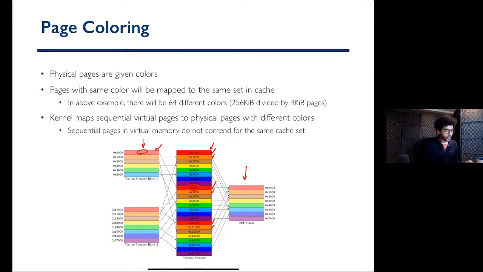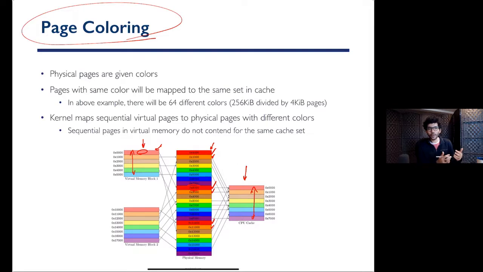So as long as I make sure that my virtual pages are colored using all the colors, I have made sure that the corresponding physical pages are not going to be contending for the same set. They're going to be distributed among all the sets. So this is called page coloring. It's usually implemented inside the kernel because the kernel is the one that is assigning the physical pages to virtual pages.